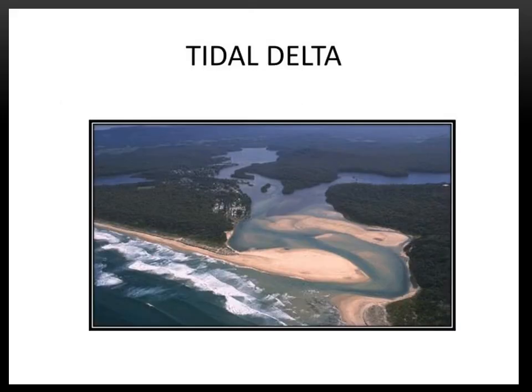The next one is the tidal delta. Let me explain the delta first. A river delta is a landform that forms at the mouth of a river, where the river flows into an ocean, sea, estuary, lake, or reservoir. So deltas form from deposition of sediment carried by a river as the flow leaves its mouth.